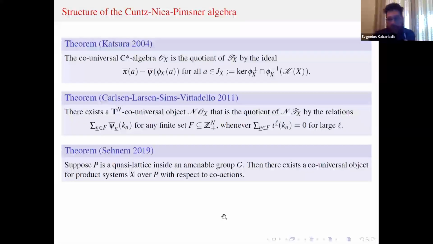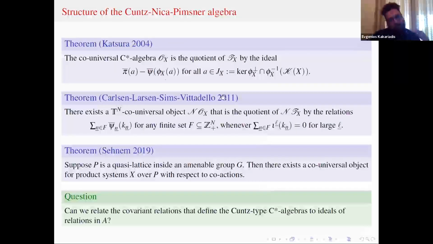And Sehnem in 2019 produced a very general result and a very general construction for other quasi-lattices. However, what I'm interested in, when you go back to the one variable case, you see that this description with an ideal in A is very convenient for proving results. It's extremely convenient and allowed us to do a lot of things. So I was asking, okay, can we do something similar for the free abelian semigroup? Can we relate the covariant relations for this object to ideals in A?